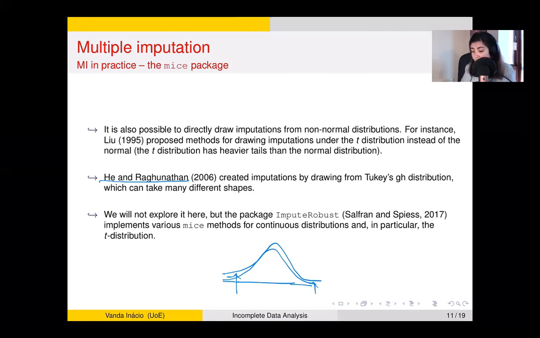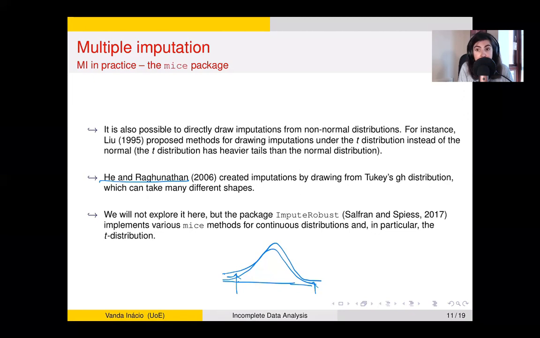And recently there is this package, imputeRobust, that was uploaded to CRAN in 2017, that implements various mice methods for continuous distributions, and in particular they implement the T distribution. This was not in the screenshot that I used last week of the packages available for multiple imputation in R. So this one was missing. And there are also a few others missing that I will mention next week in case they are useful for you in the future.